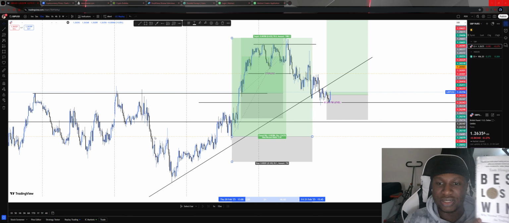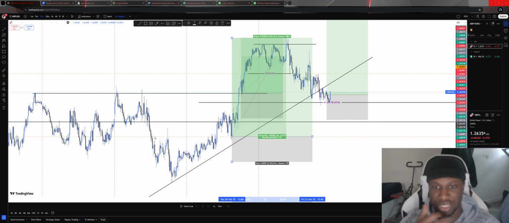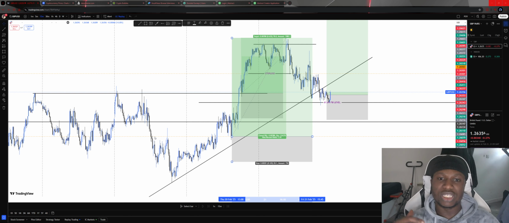But once again, check out this book, Best Loser Wins by Tom Hogarth, because there is more to the psychological side of what we traders do than just looking at the chart and all of those things. Your decisions when you are in a trade, when you are out of a trade, are the major part of what is going on in your head, right?